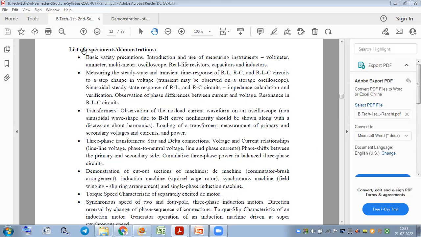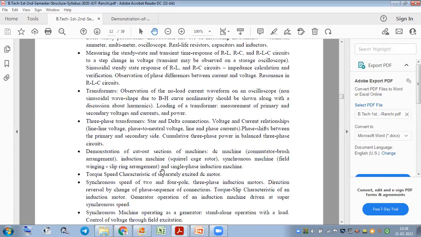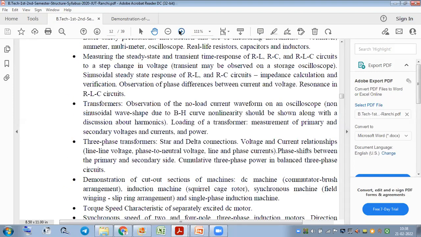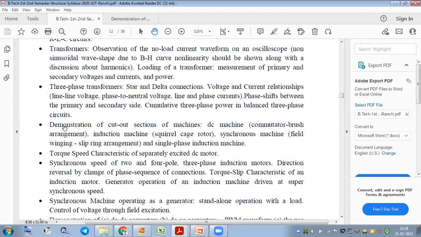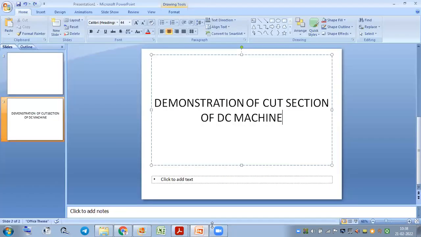In the previous day, we already performed experiment number one. Today we are going to perform experiment number 5, a very interesting experiment. The name of the experiment is demonstration of cutoff section of machines: DC machine, induction machine, synchronous machine, single phase induction machine. This is what we are going to perform today.